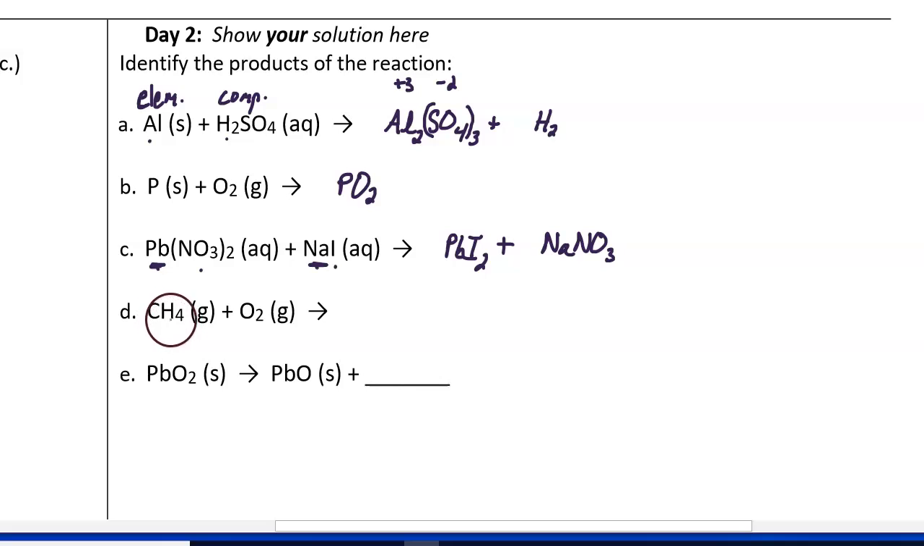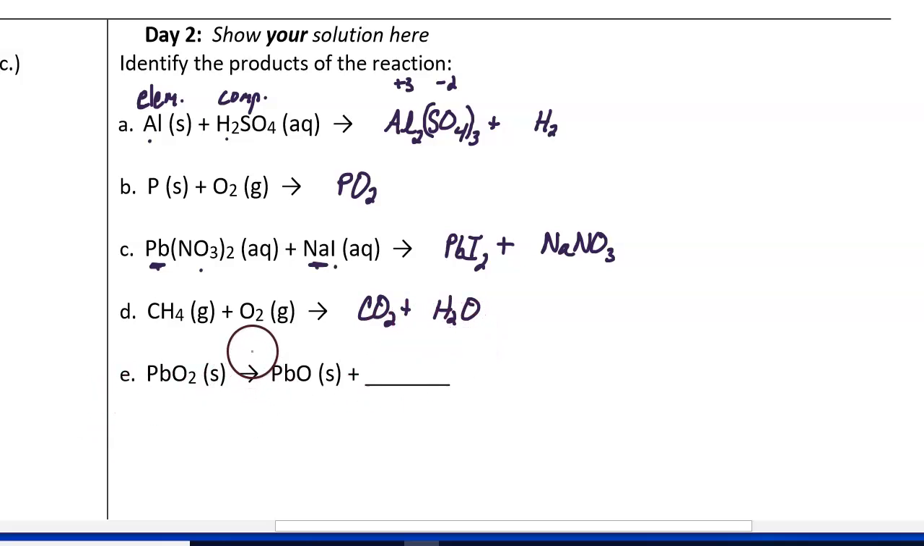Question D, CH4 plus O2. This has the structure of combination, but also of combustion, because one of the reactants is O2. When we were studying the reaction types, we learned that when the reactant that combines with oxygen is a hydrocarbon, meaning something containing carbon and hydrogen, this is a combustion reaction, and the products are always CO2 plus H2O. This is worth memorizing. Any combustion reaction involving a hydrocarbon and oxygen always makes carbon dioxide and water.